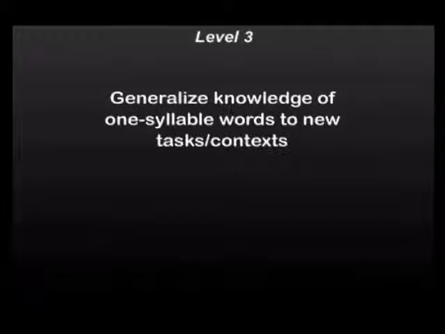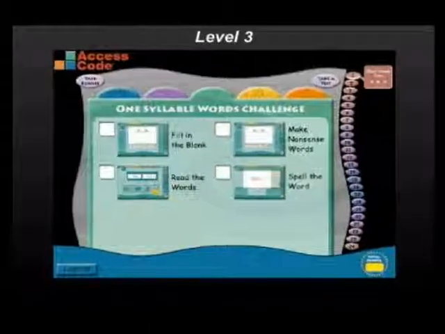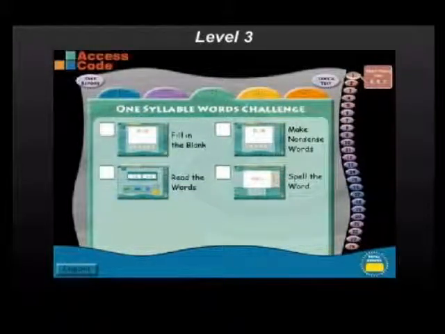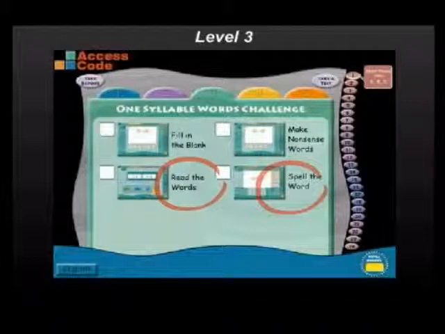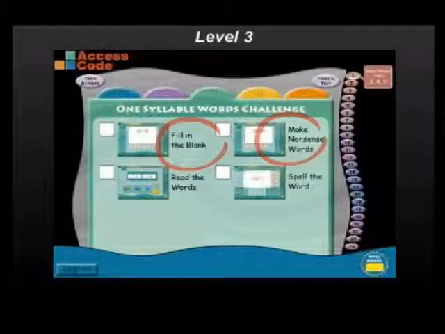Level 3 gives students the opportunity to practice generalizing knowledge of one-syllable words to new tasks and new content, which leads to improved automatic word recognition. There are 4 practice tasks in Level 3. 2 new practice tasks, using the set of target words introduced in previous levels, allow students to generalize their knowledge to oral reading and spelling. There are also 2 familiar practice tasks that allow students to generalize their knowledge to new content.